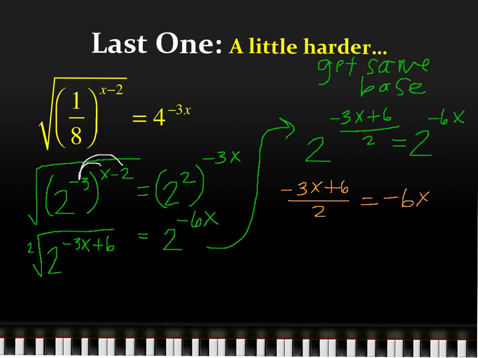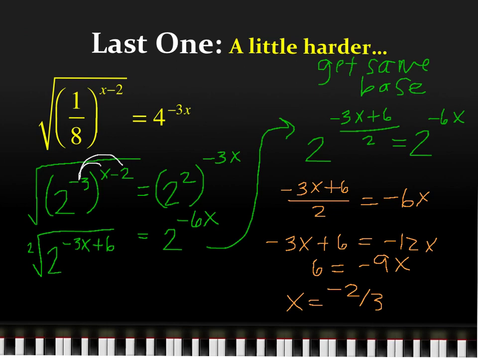If I multiply by 2 on both sides, I get negative 3x plus 6 equals negative 12x. I add the 3x, I get 6 equals negative 9x. And our final answer is x equals negative 2 over 3.